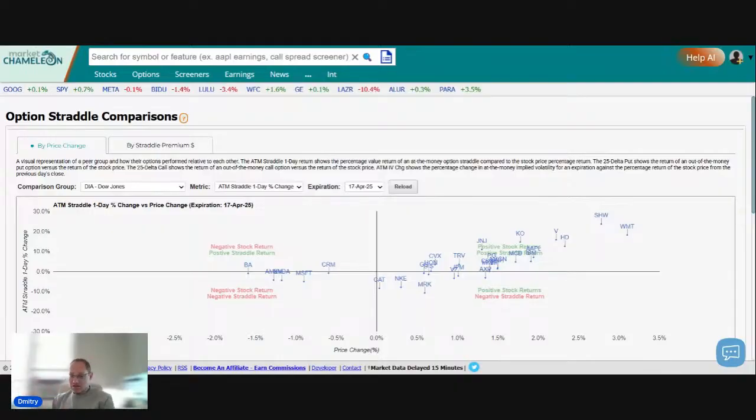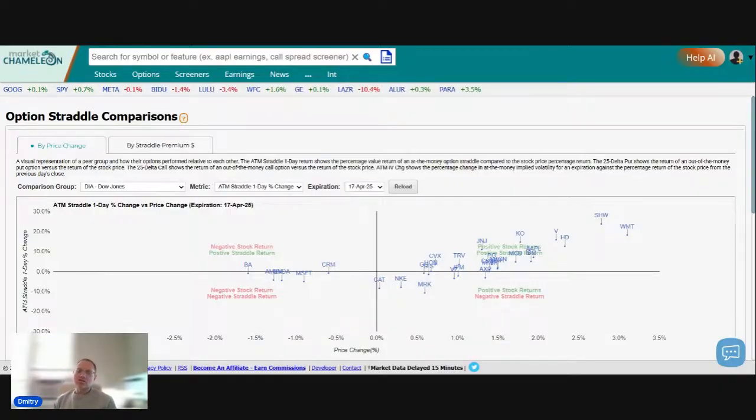Were most of these stocks up on the day? If they were, they will show up here to the right. If they were down, they'll show up to the left. We could see here that more of them were up on the day than down, kind of eyeballing that. And most of them look like the straddles gained in value. Those that were up to the right, we could see most of them ended up in this quadrant. So they clustered where stock price is up and straddle price is up, right?